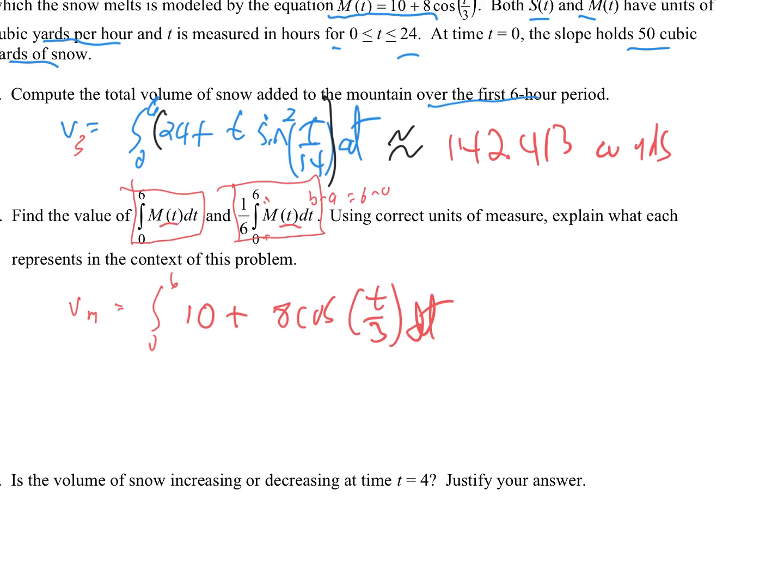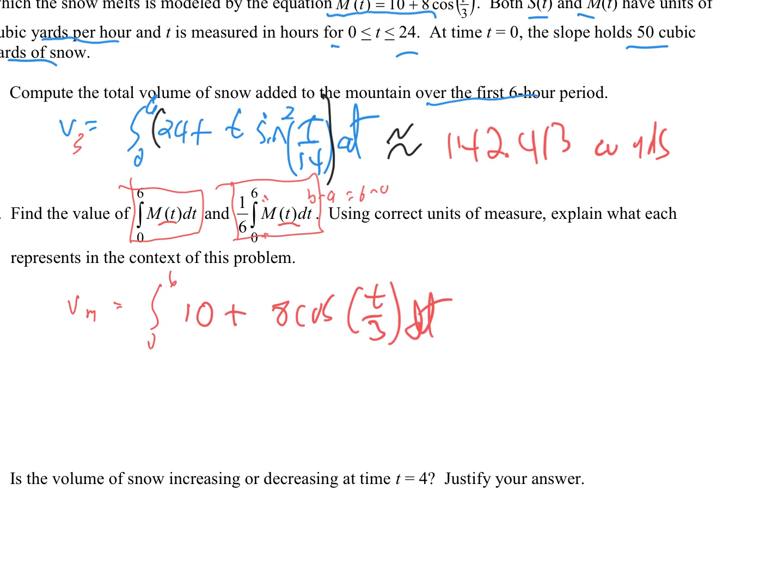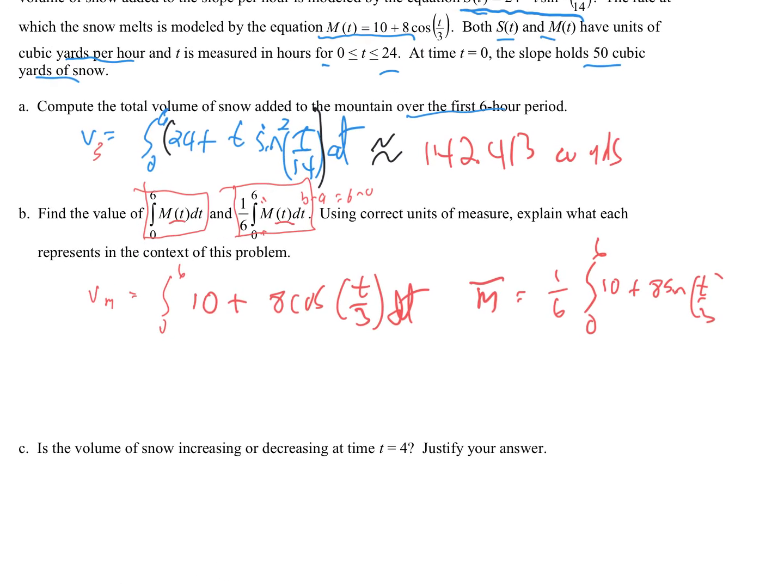Then I'm going to do my average value of melted snow. That's going to be 1 over b minus a, which is 1 over 6. Integrate 0 to 6 of this. It's the same formula: 10 plus 8 sine of t over 3 dt.